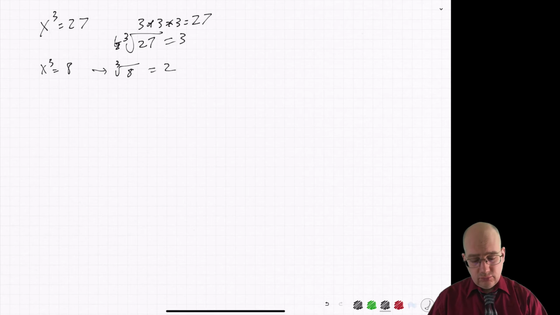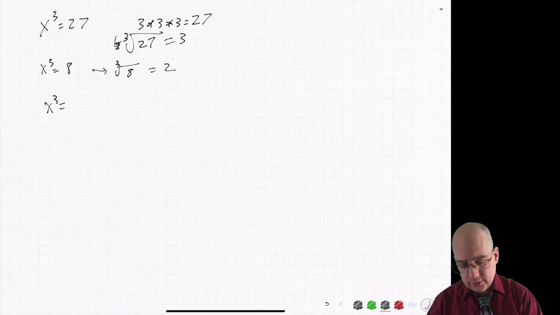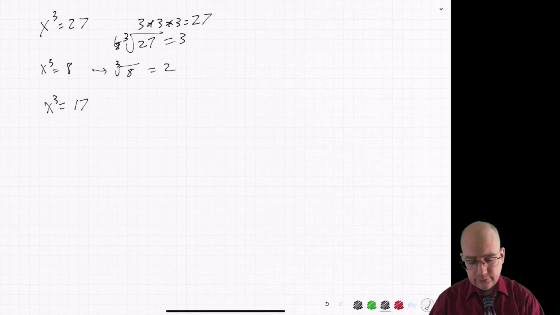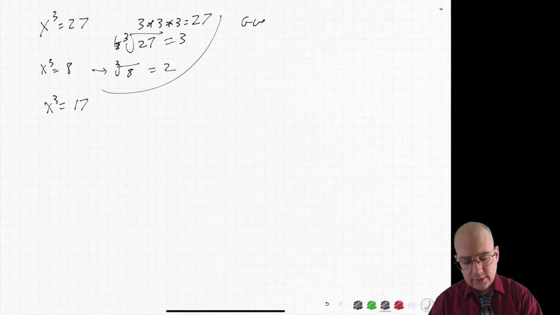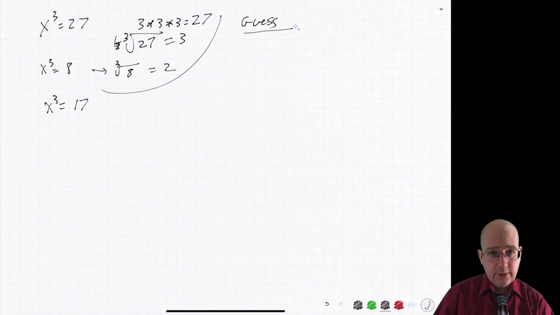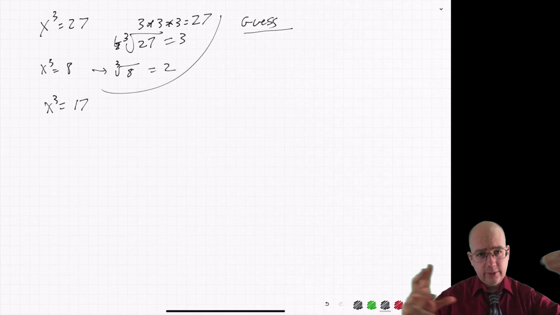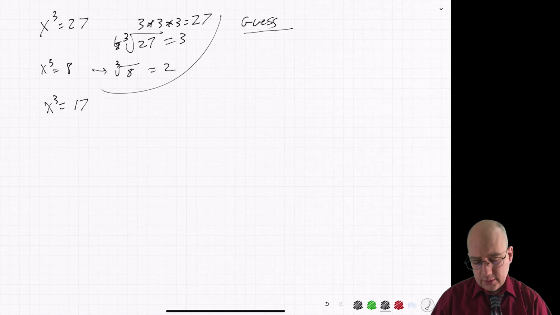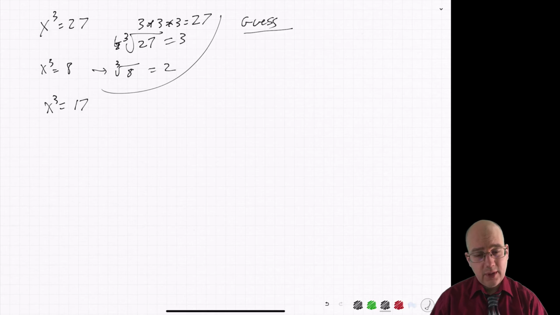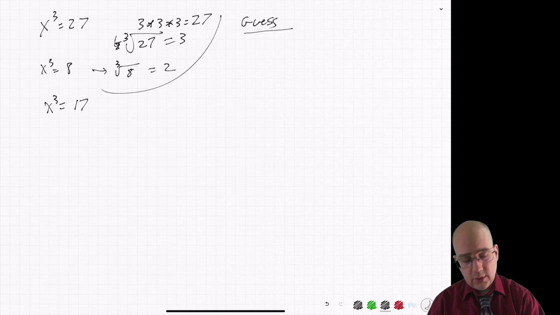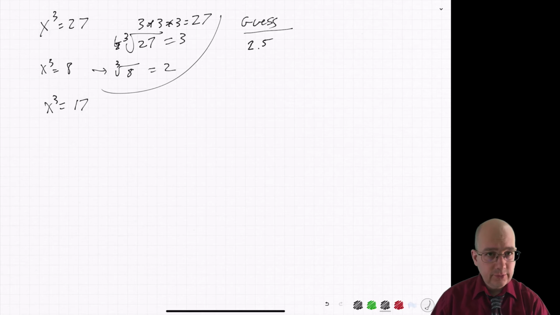Now, let's say we want to solve x cubed equals 17. First thing is, of course, we can guess. Here it's a little harder to get a great guess because cubes are very far apart. But 17 is between 8 and 27. You add 9 to 8 to get to 17, and you add 10 to get to 27. So it's about halfway, slightly closer to the 2. So we'll go with, let's say, 2.5, right?